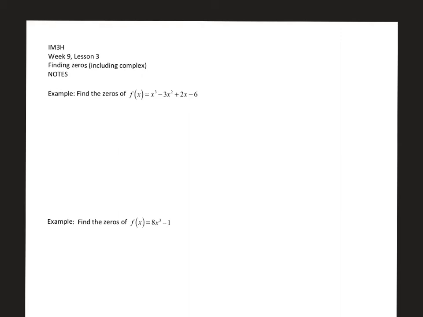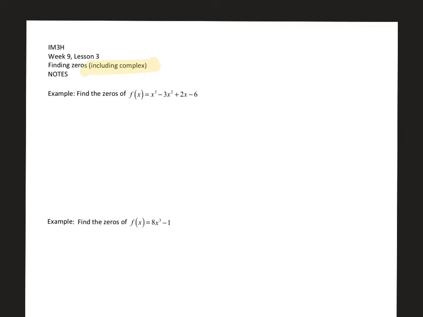Okay, so this is week 9, lesson 3, which is unbelievably similar to what you just did in lesson 2. The only difference, and I'm going to highlight it for you right here, is that sometimes now you're going to have answers that are complex, meaning they may have i's in them, meaning you may have some square roots of negatives that you have to worry about, but it should be easy. This is not new material.